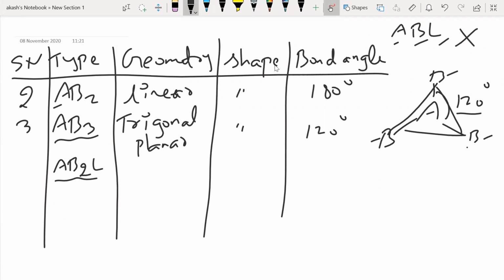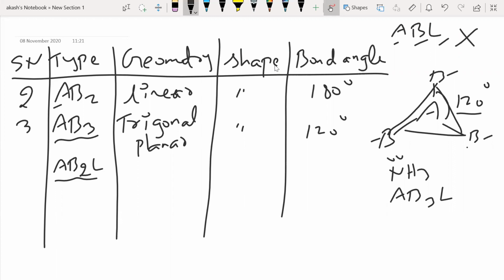Can you think of any example for AB2L? NH3? NH3, what do you have? In NH3, how many bonding atoms? I have a lone pair, good. But what about the number of bonding atoms? It's 3, right? So that comes from the type of AB3L. No, this is not it. That means the steric number itself is different. Steric number is 4 here.